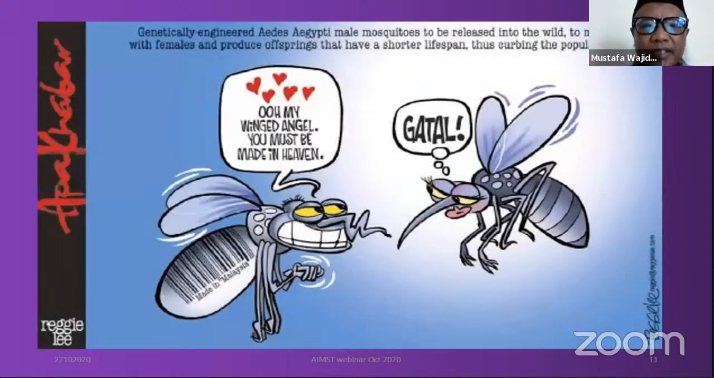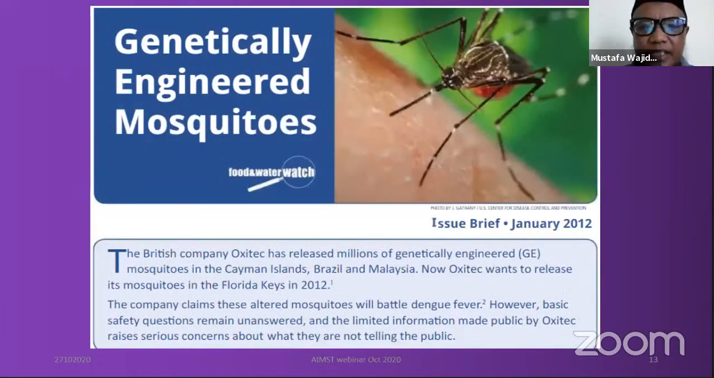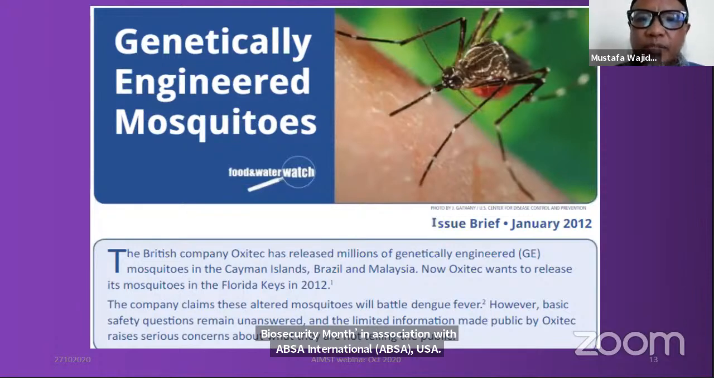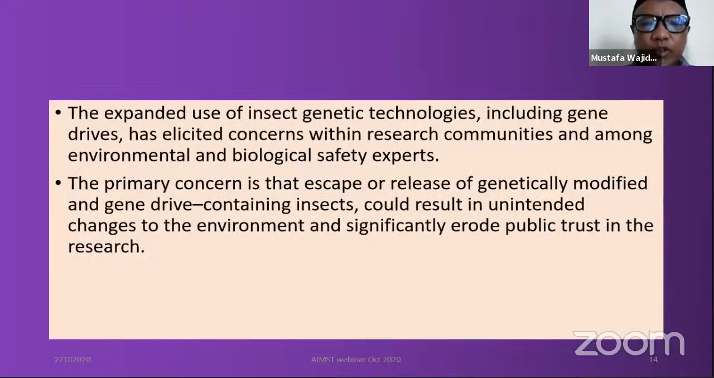But it is well documented that, okay, this is a cartoon that we got. People were afraid and anxious about the trials of releasing these transgenic mosquitoes into the environment, into the local scenes, into the community. It was not only in Malaysia, but in several countries as well, in the Cayman Islands, and they wanted to do that in Florida. They met a lot of opposition as well. And even now, there are mixed results in this strain of mosquitoes trying to control dengue, trying to control the spread of dengue.